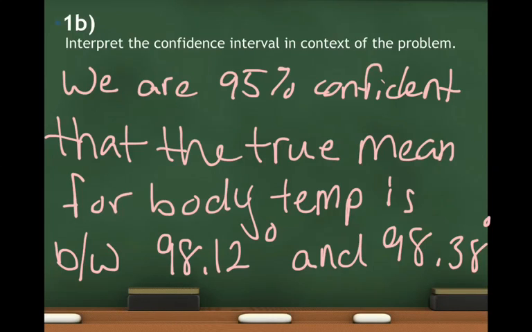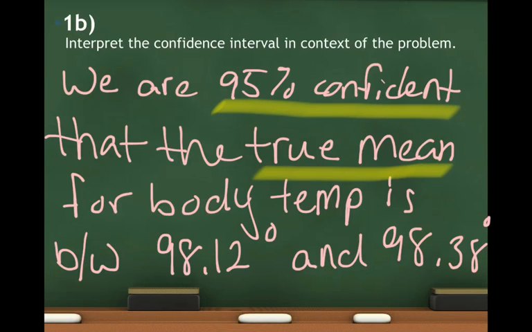It might be different if we took a different sample size and had a different sample statistic, but for this problem, we are 95% confident that the true mean for the body temperature is somewhere between these two degrees that we found. That's all we can say about this confidence interval. What I would like you to do is make sure you have this confidence interval written down. We're going to come back and look at it. So pause the video and make sure you have these values down.